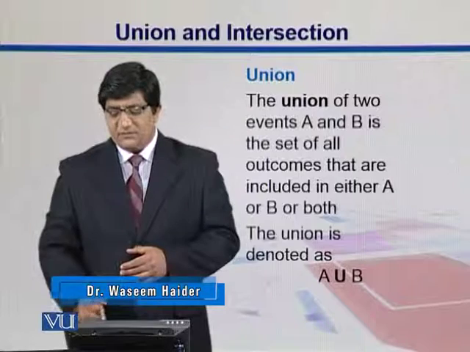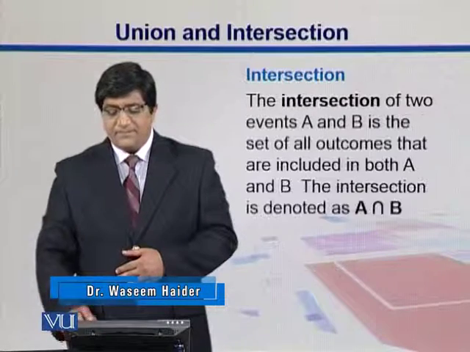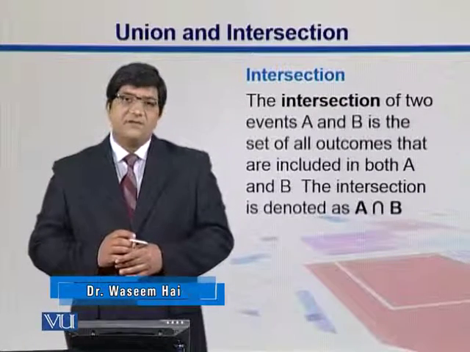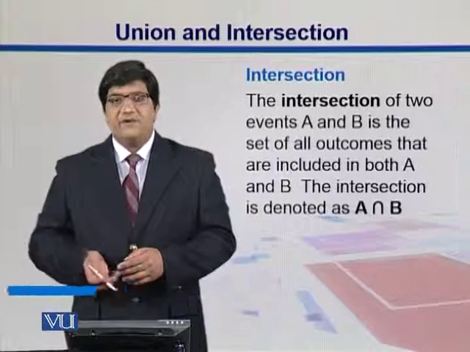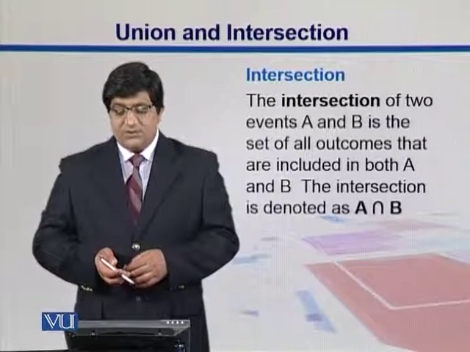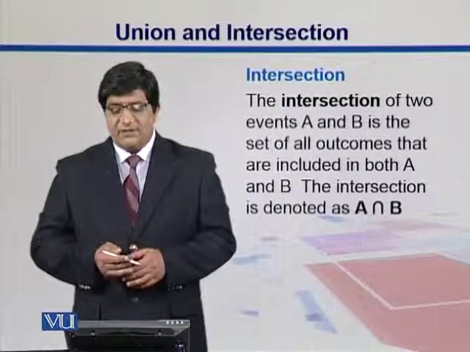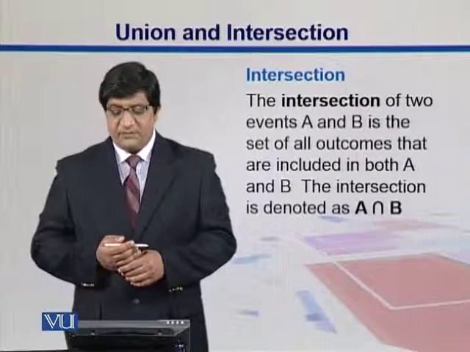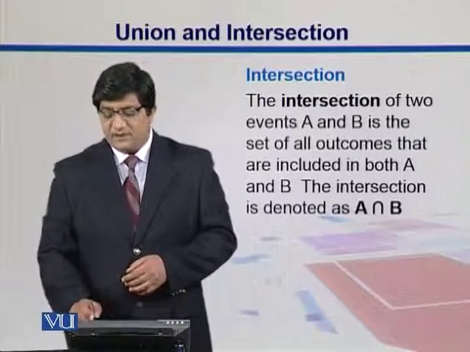Union is denoted as A union B, whereas intersection is where we get whatever is common between both of them. So it's the set of all outcomes that are included in both A and B. The intersection is denoted by this intersection sign.